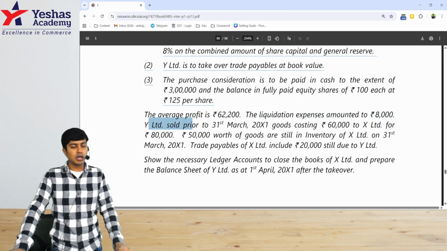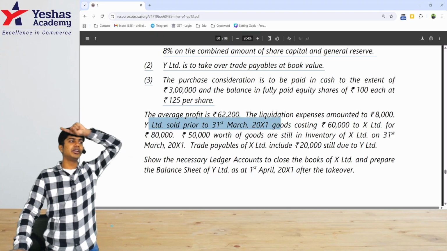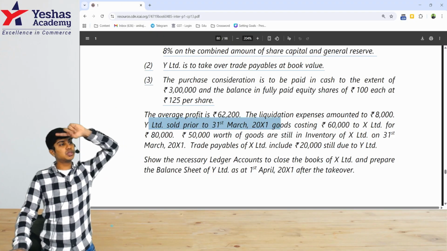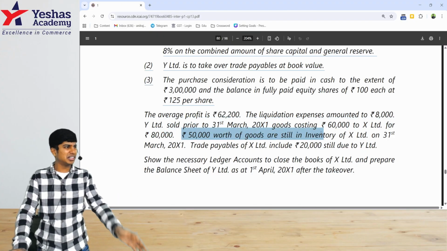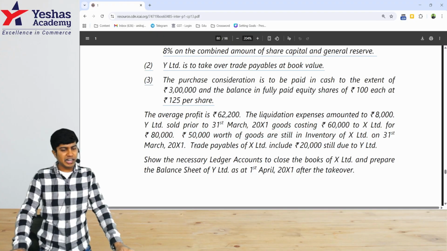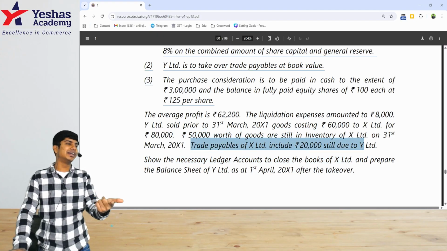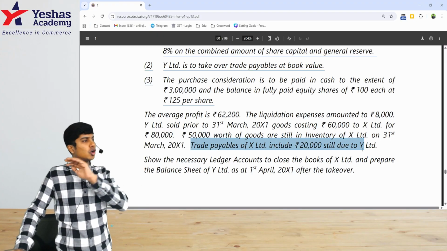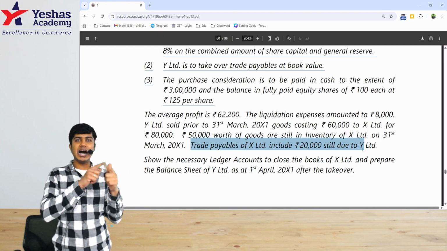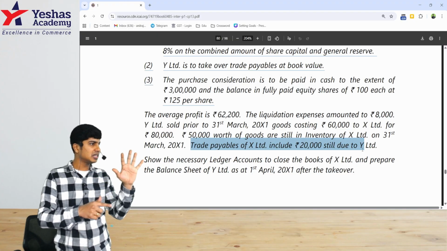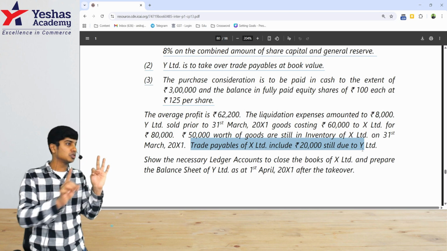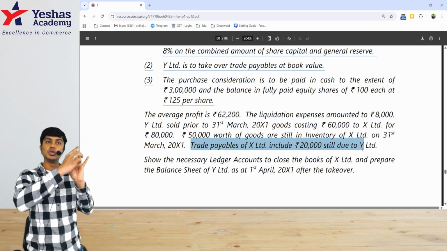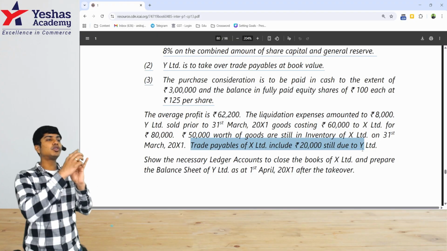Y Limited sold goods on 31st March, so there is an unrealized profit adjustment. We'll read this once again when we do adjustments for transferee books, not now. They told 50,000 worth of goods is still remaining. That's it, unrealized profit. And trade payables include 20,000 mutual indebtedness. There is no D adjustment. I told you, DRUMS adjustments. D, debenture adjustment, not there. R, realization expense in transferee books, not there. Unrealized profit and mutual indebtedness, U and M, we have two adjustments.